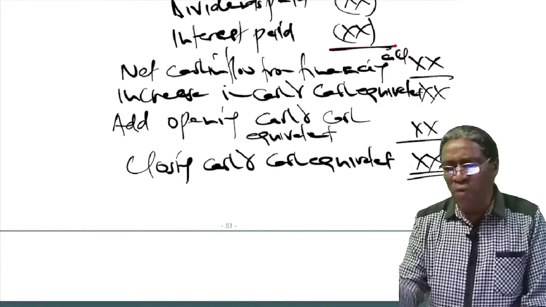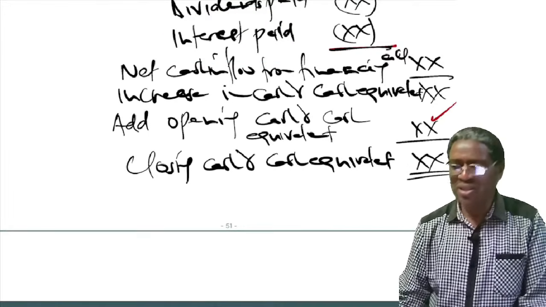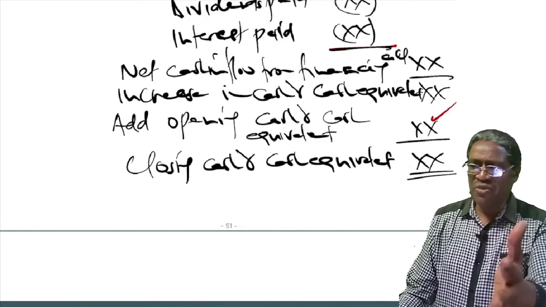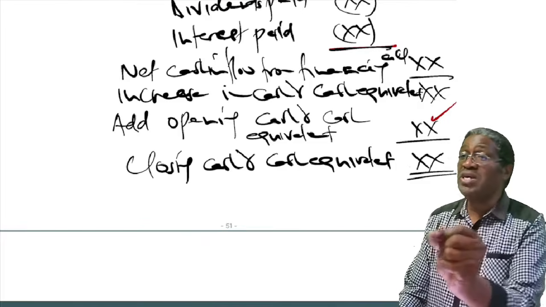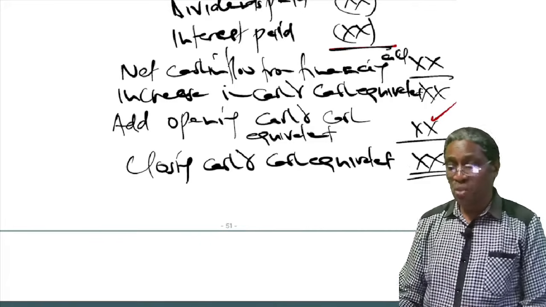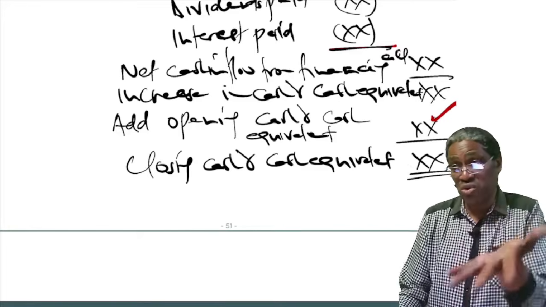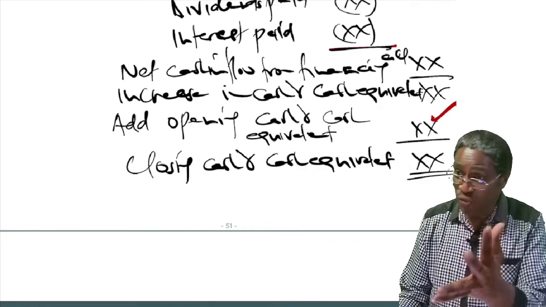There are some obvious ones, like this one: opening cash and cash equivalent. That's an obvious one. Why should you miss it? Just go and pick it from the balance sheet of last year. Even though you have not determined the increase in cash and cash equivalent, why should you lose the mark for opening cash and cash equivalent? Why should you lose it? Obvious.